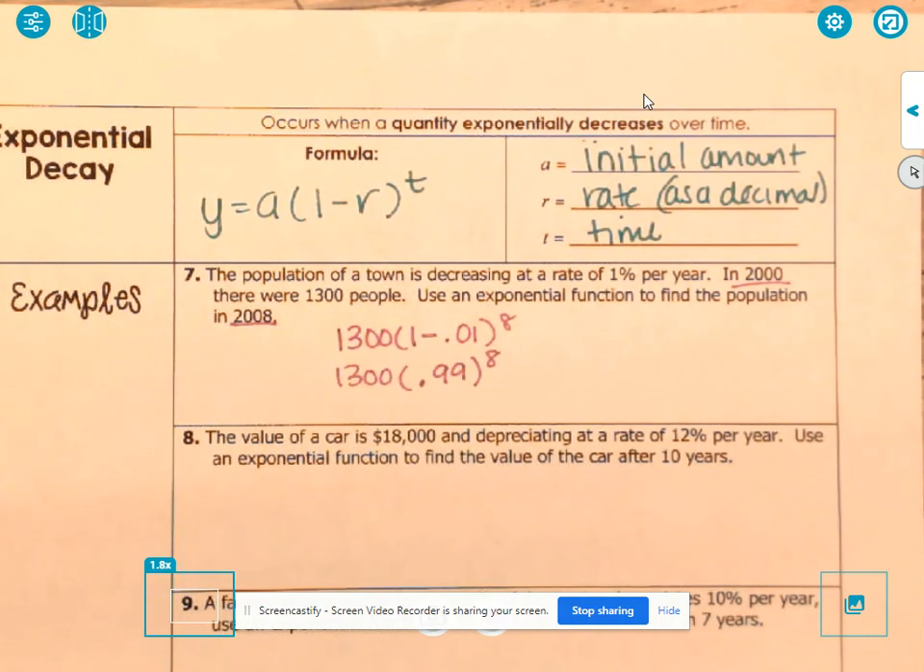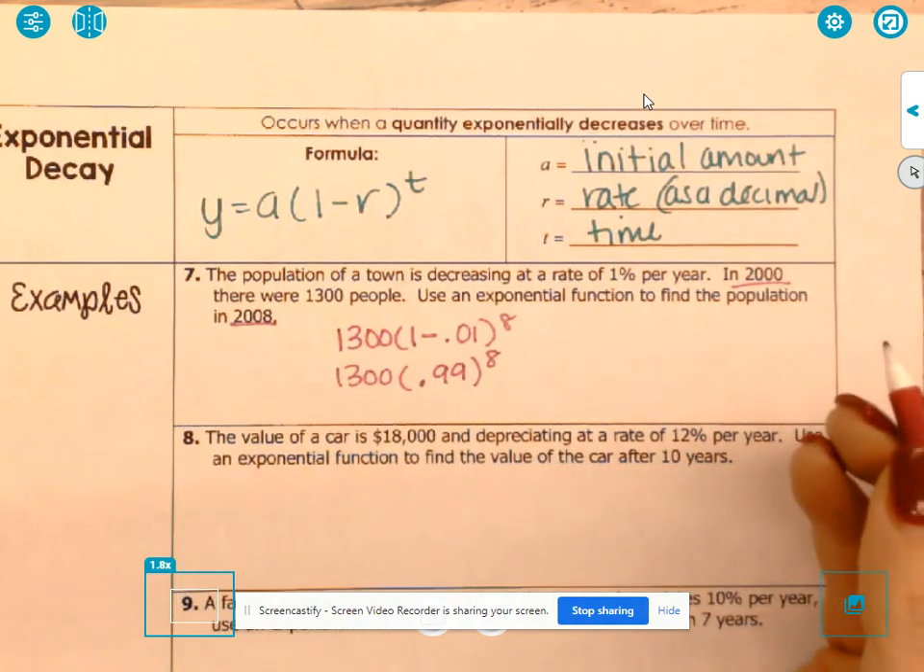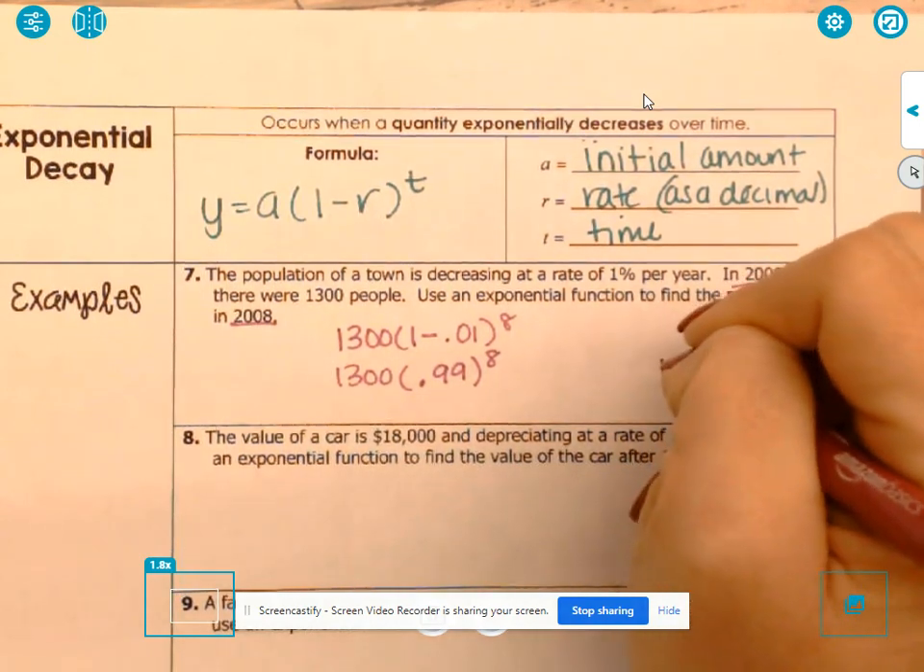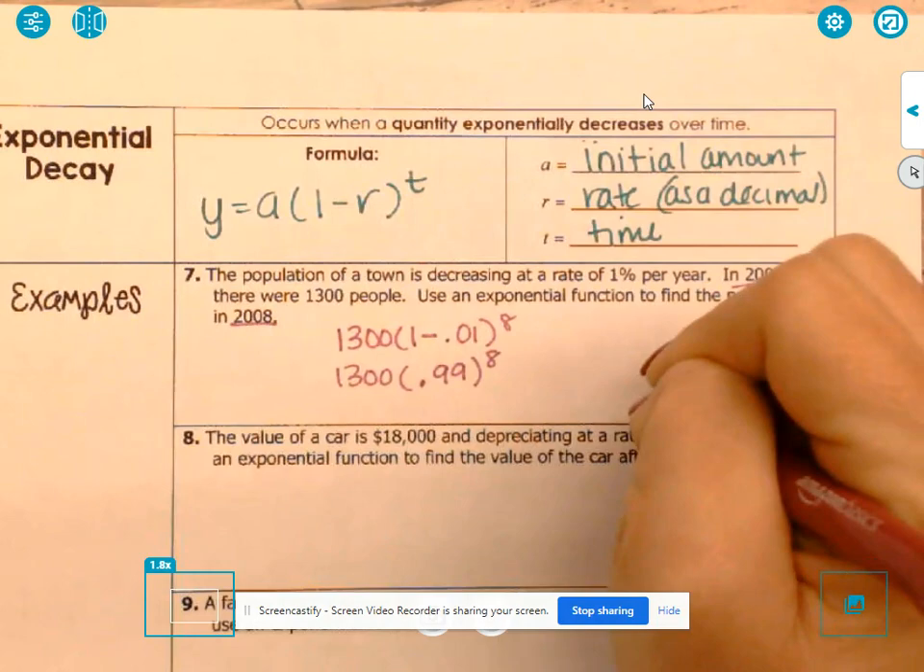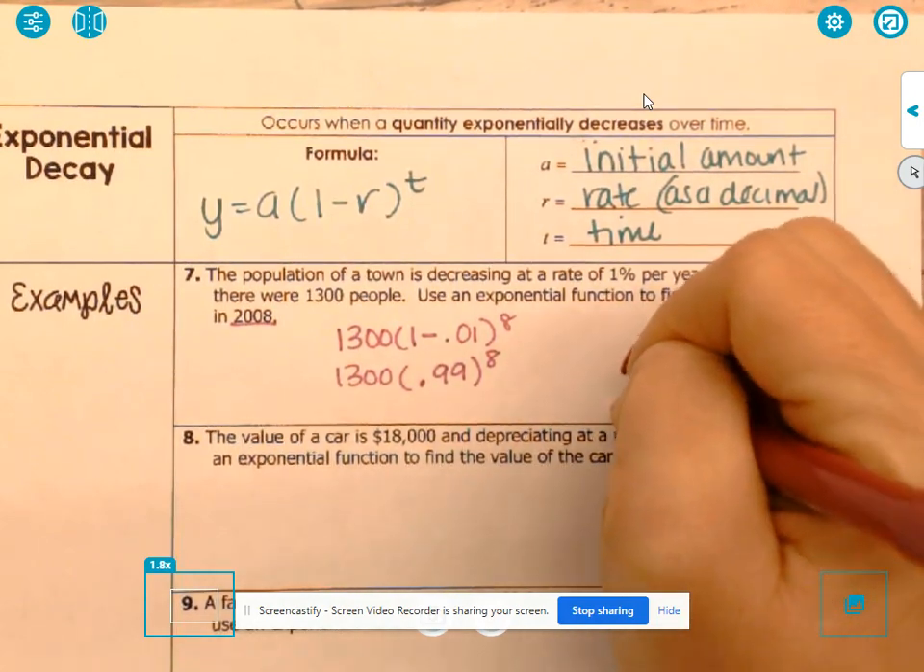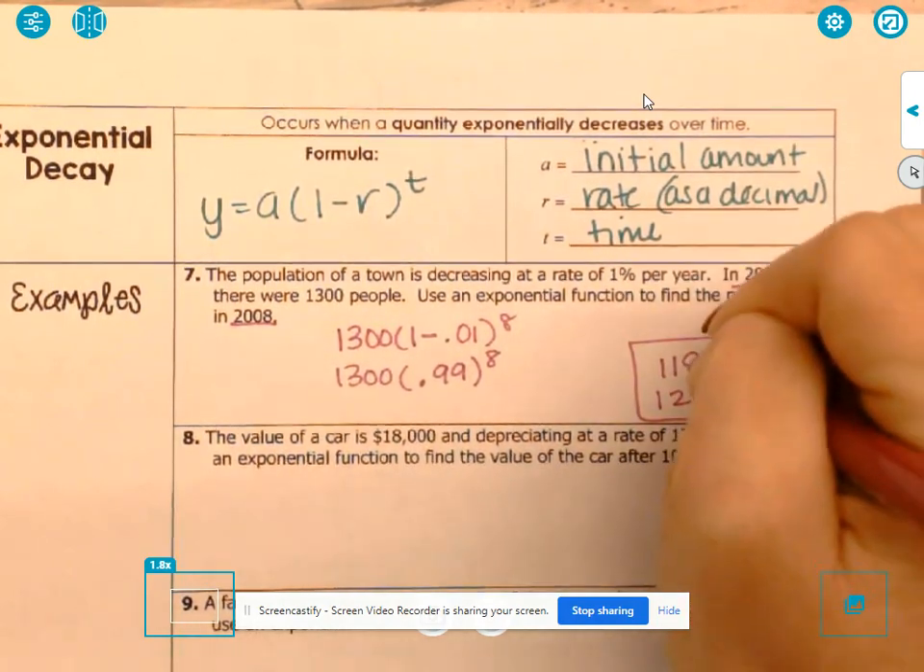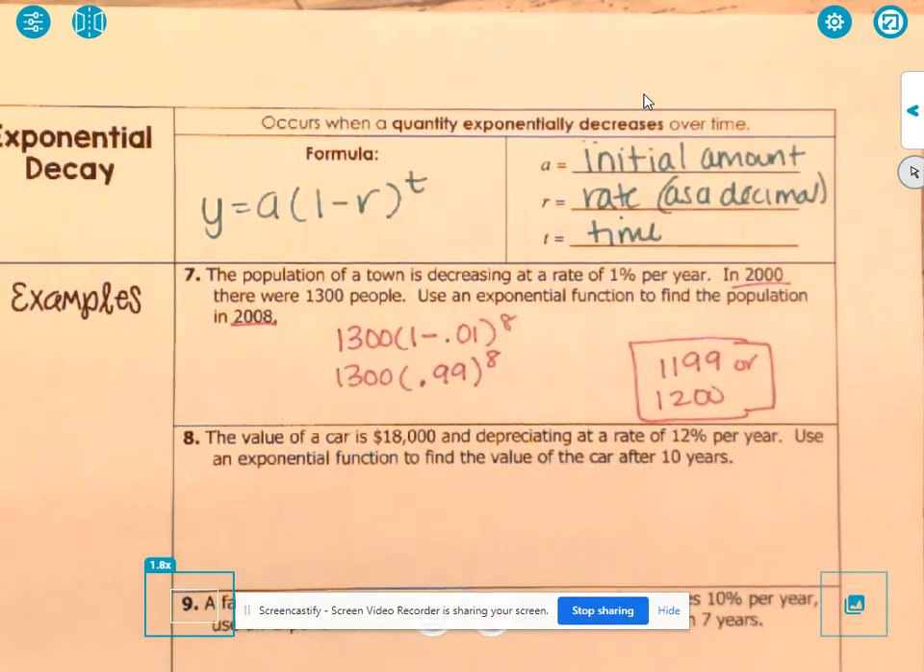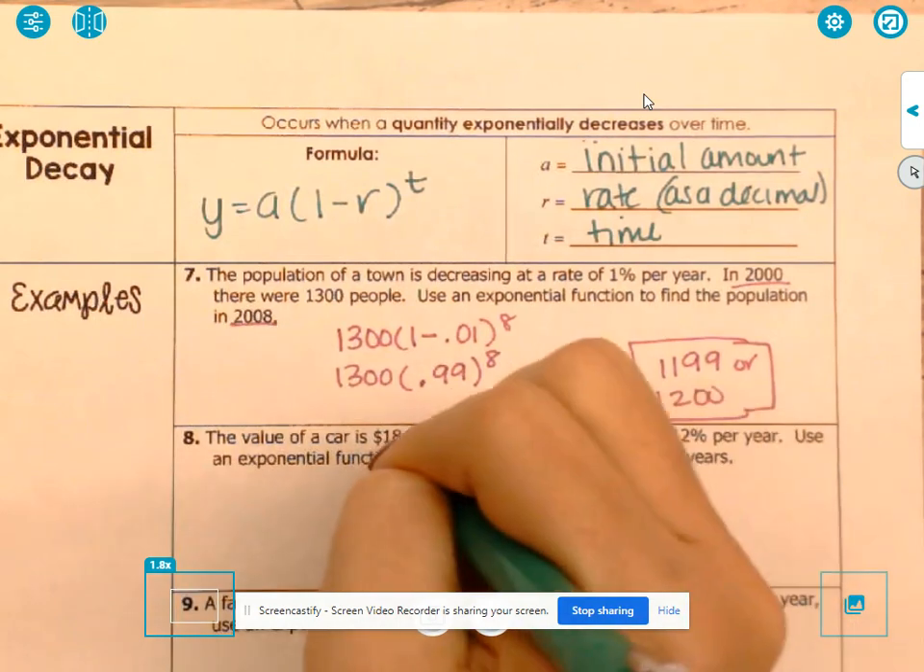So we're going to do 1,300 times 0.99, or again, you can plug in the top one. It doesn't matter. Get the same answer. And we are dealing with people, so it does come out to be 1,199, or it does round. That's a 0.5. So if you had 1,200, I would take either of those, okay?